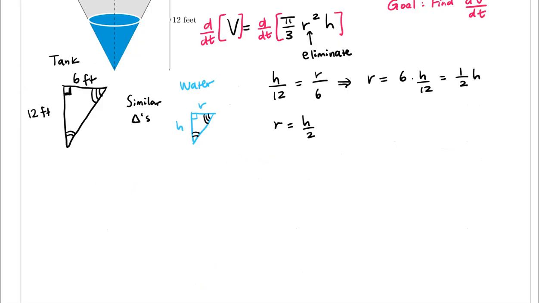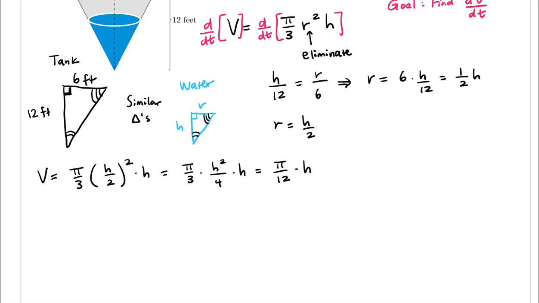So let's do that. So my new equation will become V equals pi over 3 times r squared, which I'm replacing or substituting r with h over 2, and then I'm multiplying this by h. And let's go ahead and square the fraction h over 2. That's going to give me pi over 3 times h squared over 4, and then we have times h. Now I can multiply the denominators. That's going to give me pi over 12, and then h squared times h is h cubed. So finally, we have V, the volume, equals pi over 12 times h cubed.